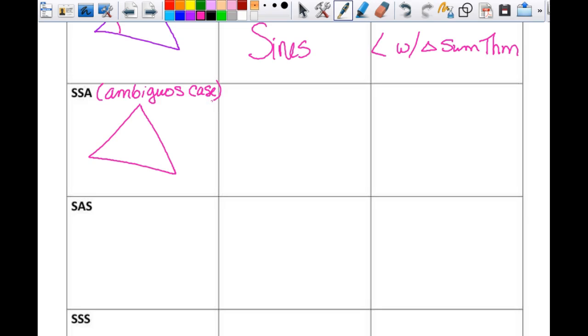But this is two sides and the non-included angle. So it's not this. This would be side angle side. It's one of these two angles, and it doesn't matter which one, so we'll use that one. And again, this is law of sines. So if you're given two angles and a side, regardless of the order of them up here, it's law of sines. And then the ambiguous case is law of sines.